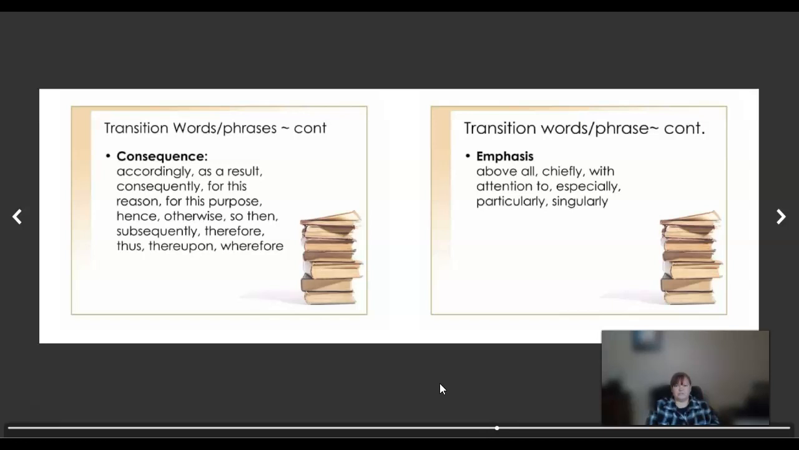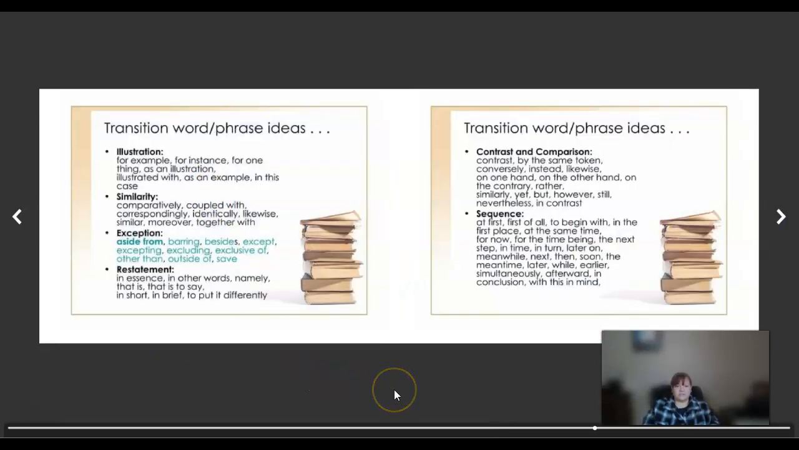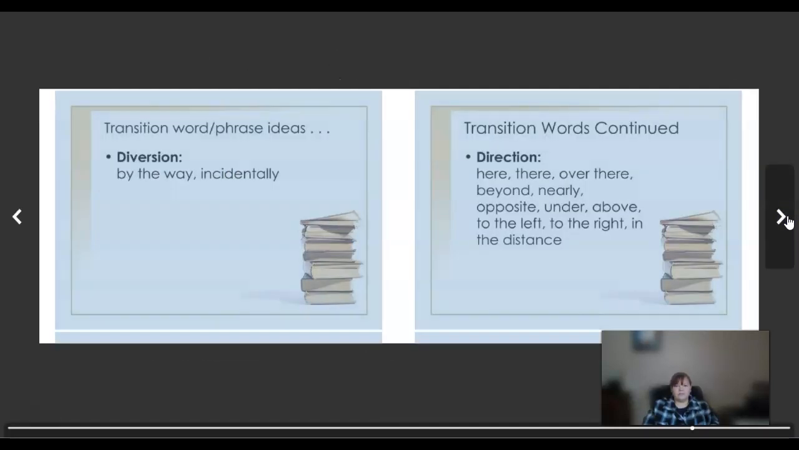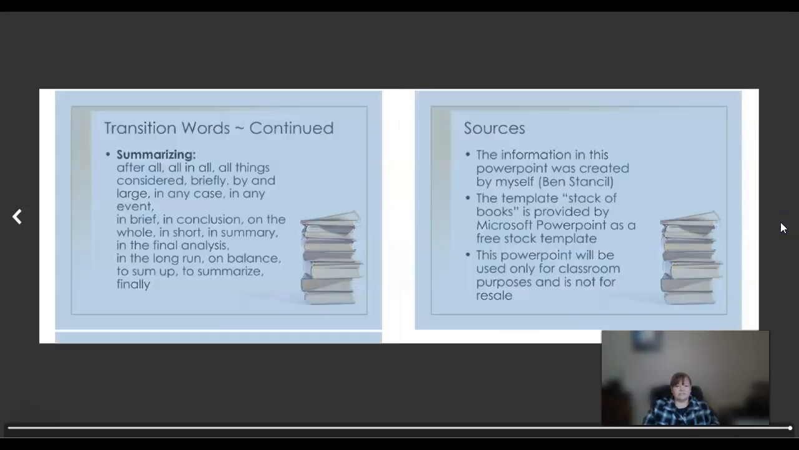Another transition word phrase continued could be emphasis. So above all, chiefly, with attention to, especially, particularly, or singularly. What's great is you guys can pause this anytime and look at all of these. Okay, so here's some more examples. I'm just going to leave them up there for a second. You can pause and look at them at any point. Okay, just keep on looking at these.